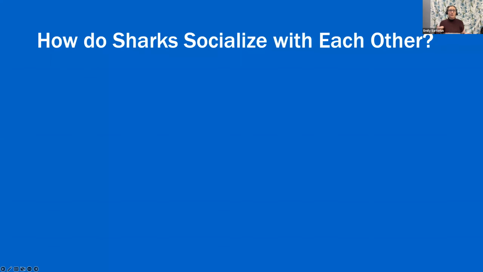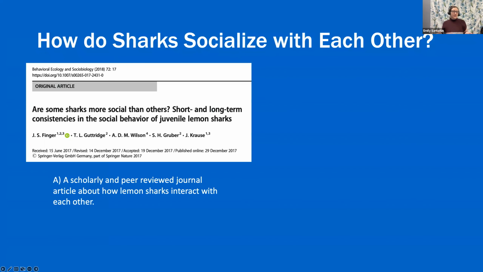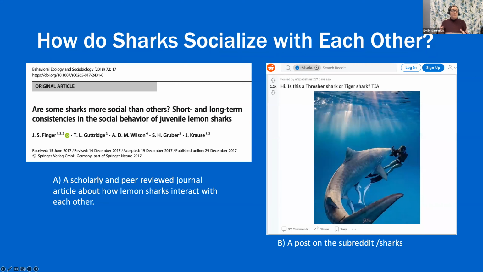Which resource would be more relevant? Would it be A, a scholarly and peer-reviewed journal article about how lemon sharks interact with each other? Or would it be B, a post on the subreddit Sharks with a scuba diver swimming with a shark? Which perspective would be more relevant if my question is, how do sharks socialize with each other?